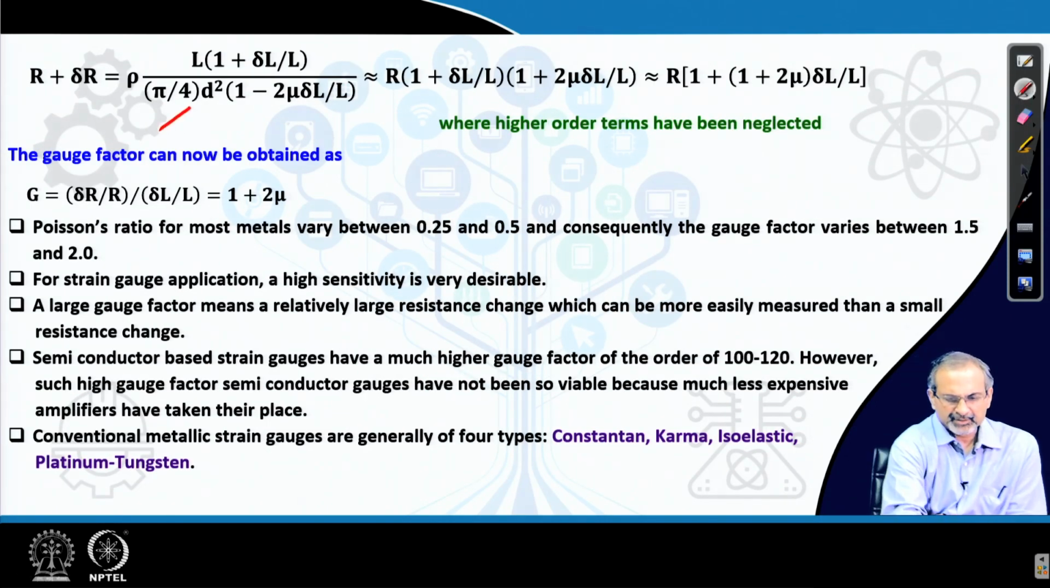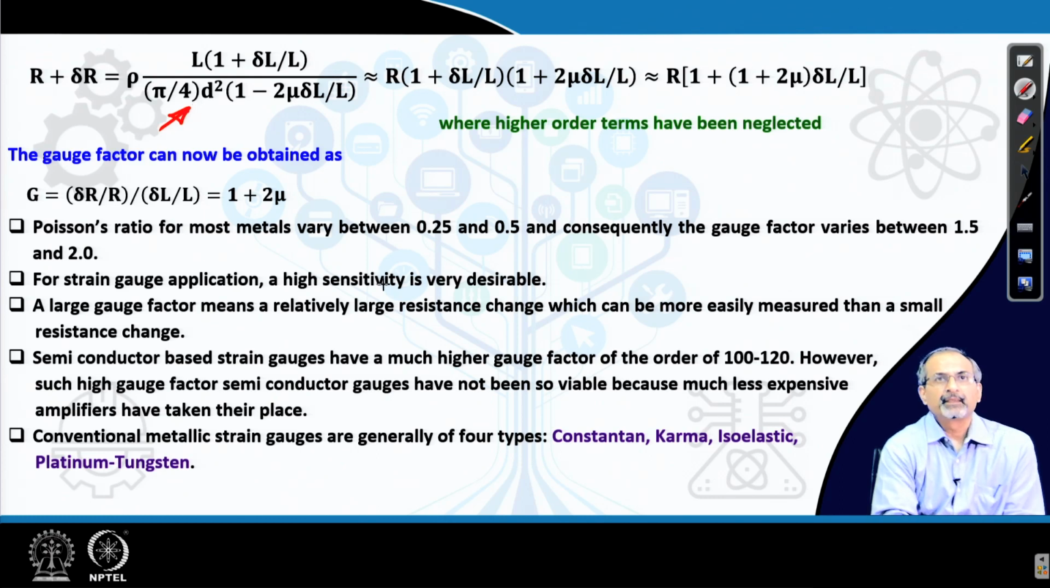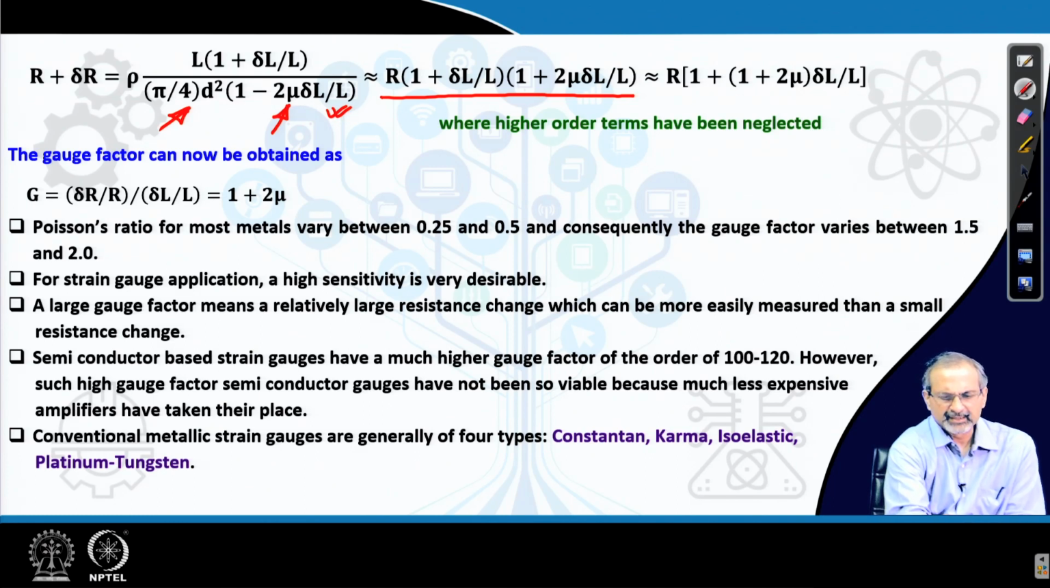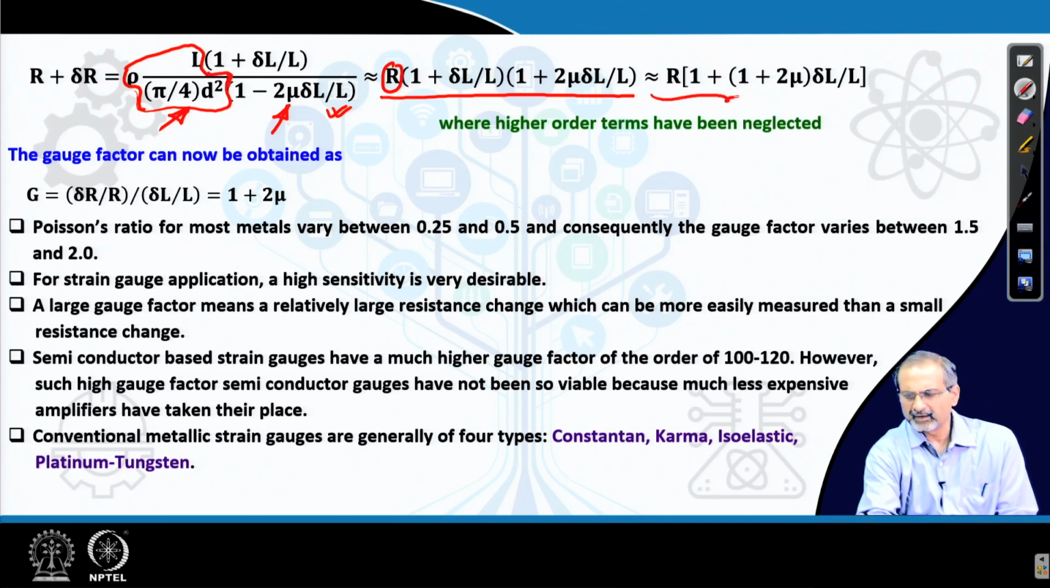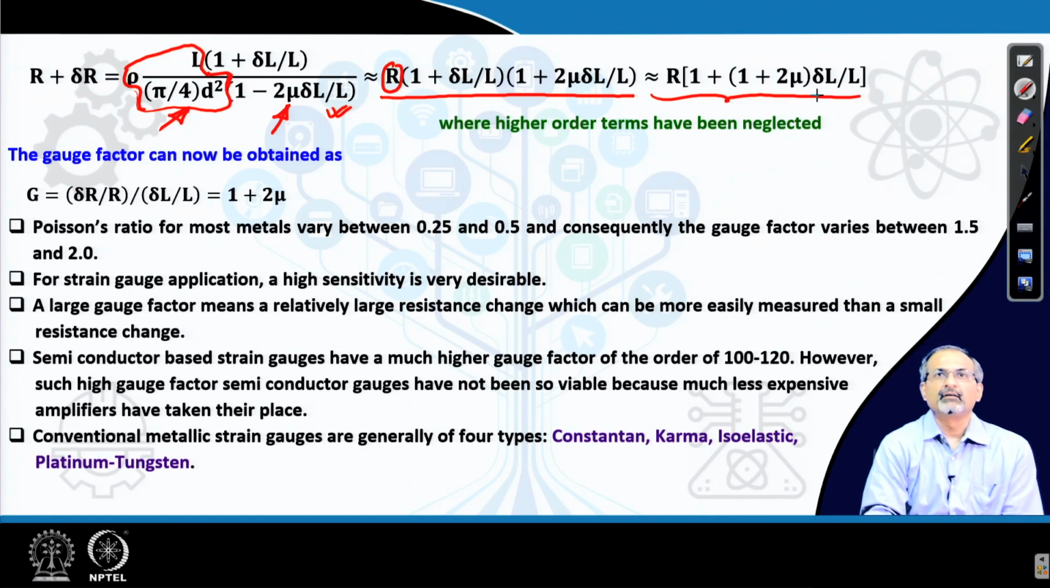Further, take the expression forward with the introduction of Poisson ratio here, and then you can approximately represent it like this by taking this term to the numerator and replacing the combination rho L by pi by 4 d square part by r, and finally, after further expansion and neglecting higher order terms, you get an expression like that.